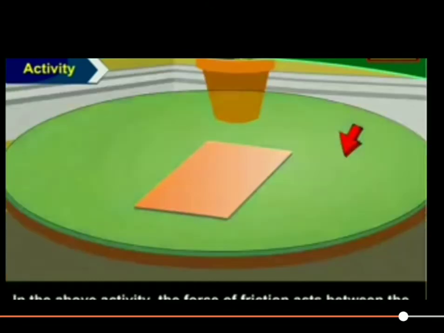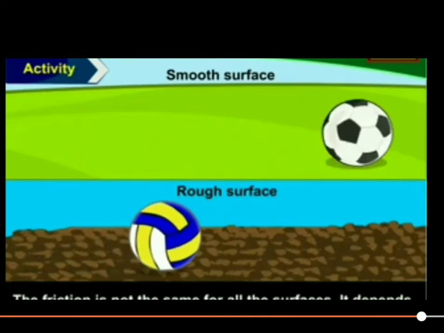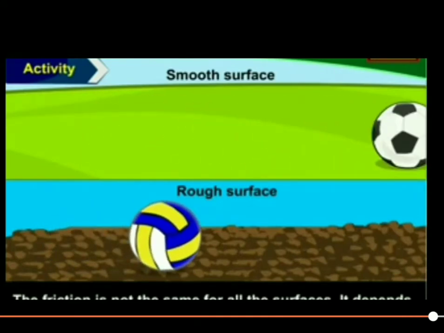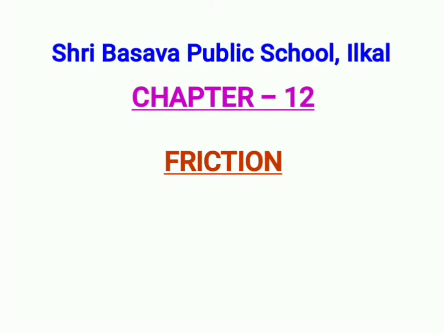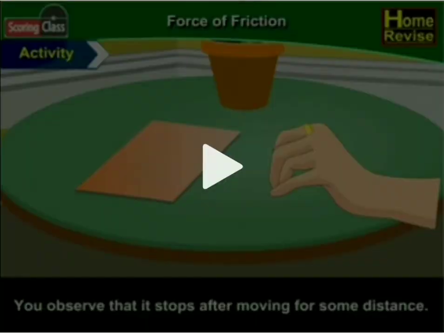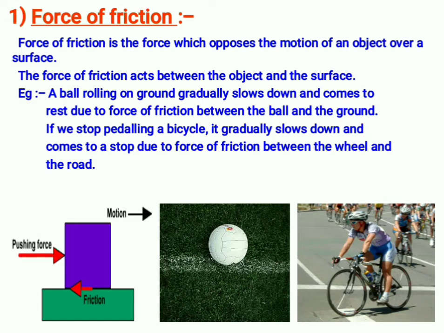Again we can see the ball moving on a smooth surface for a longer time, and on the rough surface the ball stops. So this is the activity at the starting of the lesson about friction. So what did we learn from here? A short conclusion from the activity.